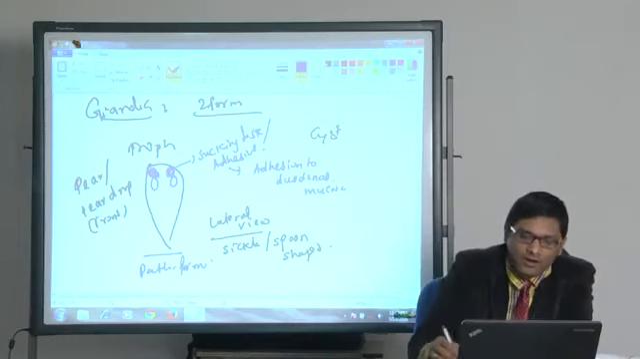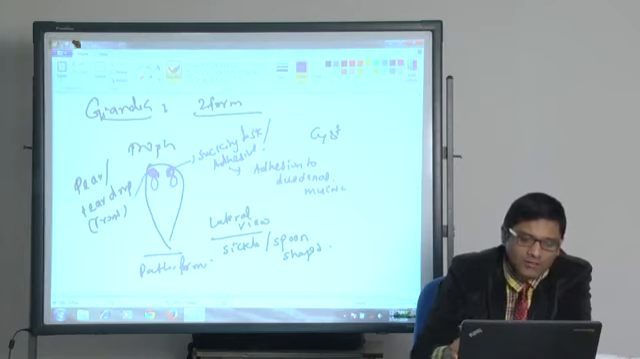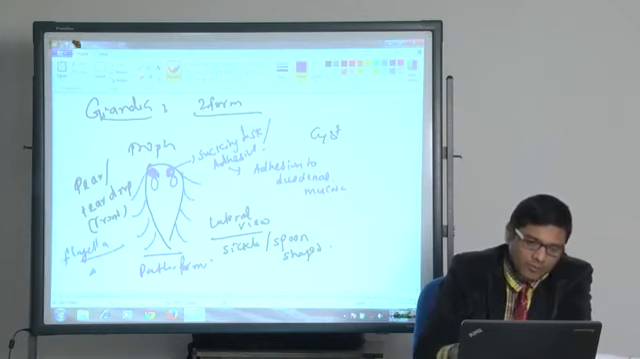Apart from that, Giardia trophozoites will have flagella. How many flagella? The flagella number is 4 pairs. 4 pairs means how many flagella? 8 flagella.